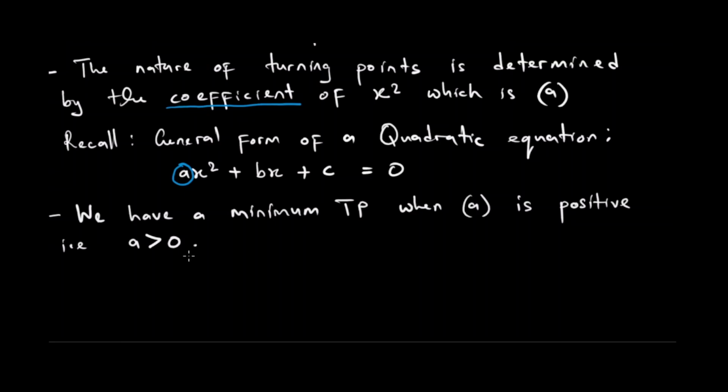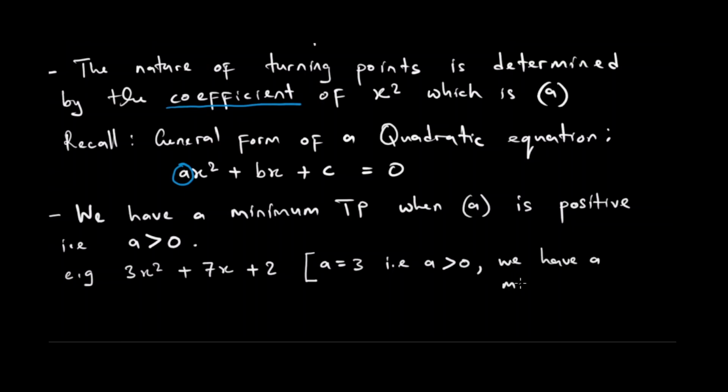So let us put an example panapa. Example yatinayo, it's actually 3x squared plus 7x plus 2. Panapa, zvoreva kuti because A is equal to 3, that is, A is greater than 0, we have a minimum turning point. Tichaita curve sketching. If you sketch that curve, you are going to see that you have a minimum turning point. If you plot it rather, you also observe that you have a minimum turning point.